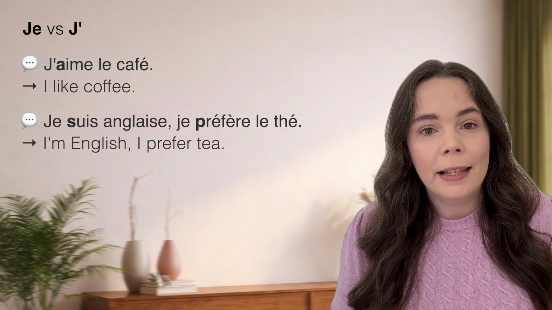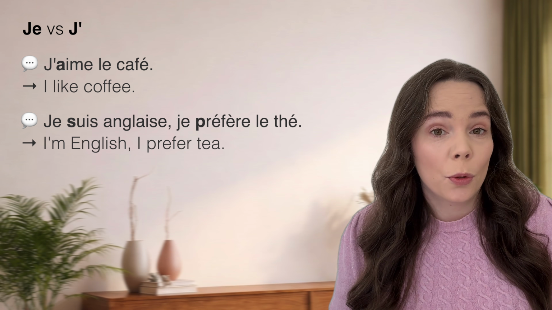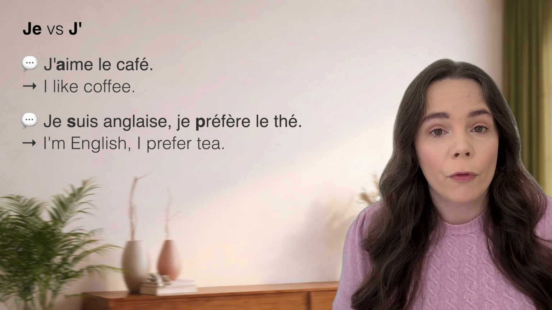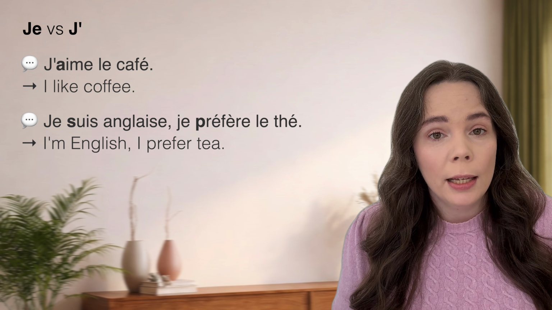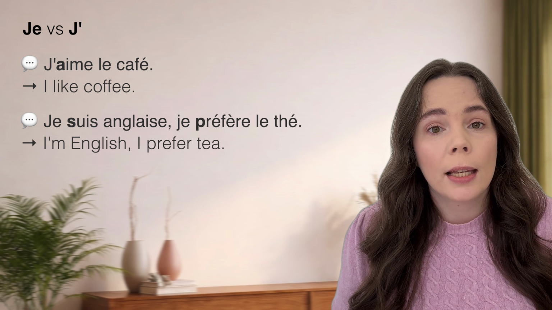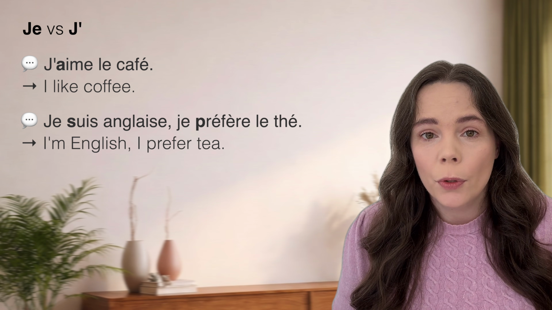Je suis anglaise. Je préfère le thé. I'm English. I prefer tea. Now, suis and préfère start with a consonant, so we're using je. Okay? Let's have a look at a couple more examples.